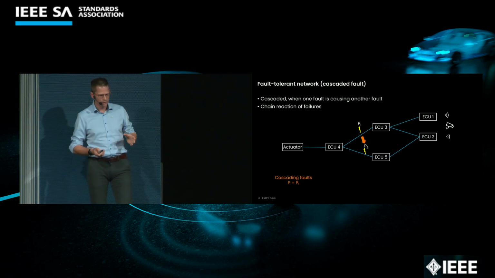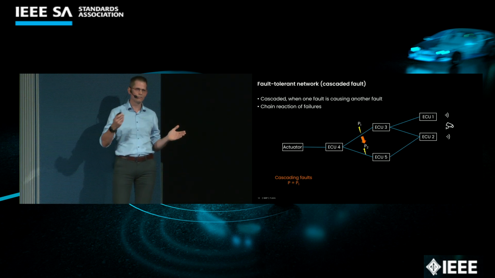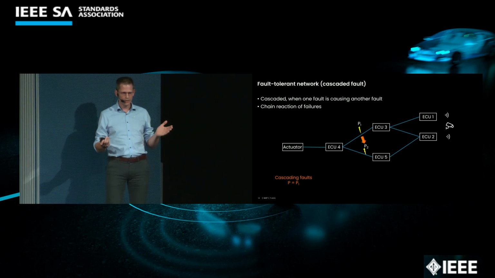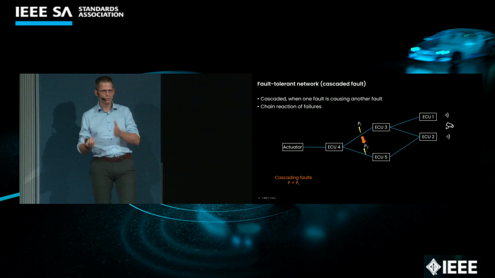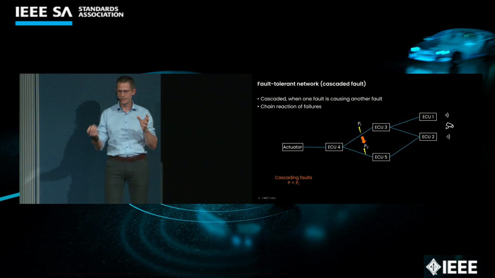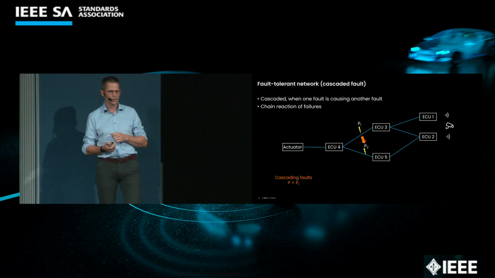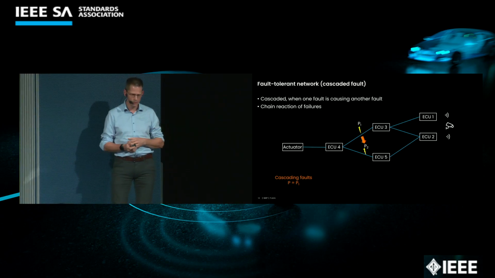But what happens if one fault is causing the other fault to happen? Then you get a probability which is just the probability of the first fault, because you have this cascading fault, and one is leading to the other failing. And if this happens in both of your networks, then you're losing your redundancy.